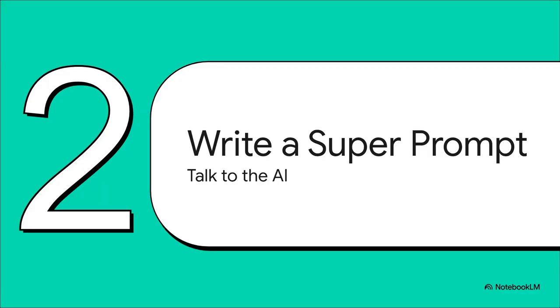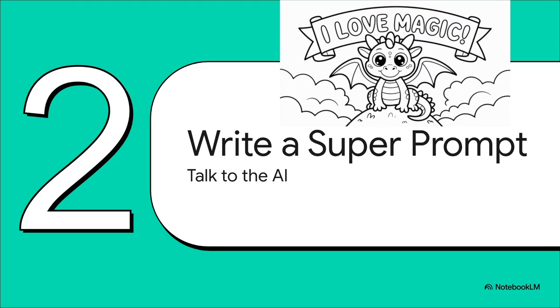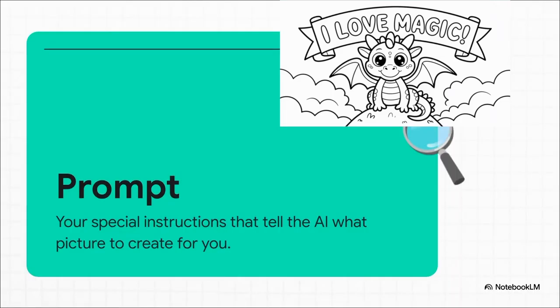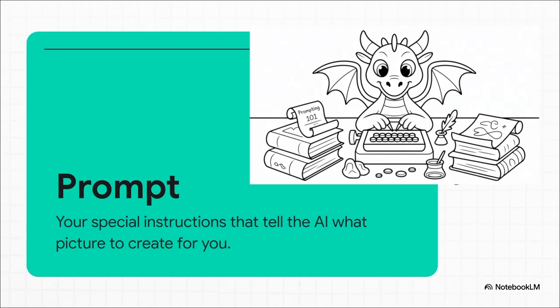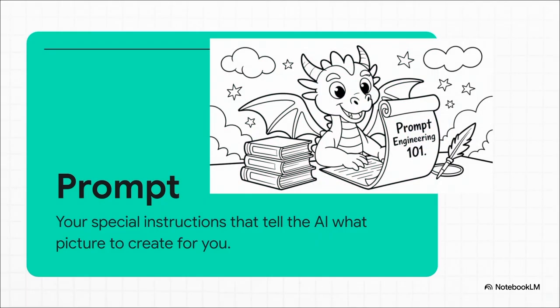Okay, so once you've got your theme locked in, it's time to actually talk to the AI. And the way we do that is by writing something called a prompt. Just think of prompts as the magic words that you give to the computer. Yep, it's really that simple. A prompt is just your set of instructions. You're the director and you type in exactly what you want to see. The AI is like your own personal artist, ready to draw whatever you say.